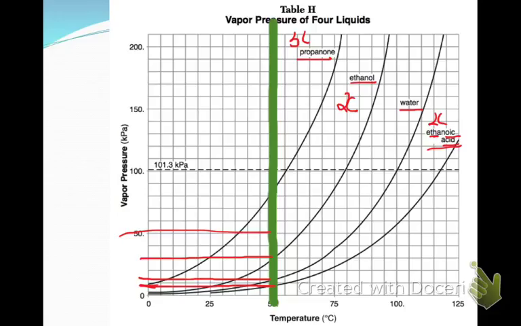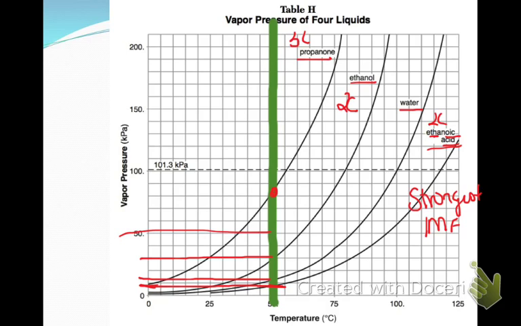So when we look at these, we have to look at whichever one has the lowest vapor pressure, and I just randomly picked 50 degrees Celsius. You can use any of these. Ethanoic acid has the lowest vapor pressure, so ethanoic acid has the strongest intermolecular forces out of the 4 of these.